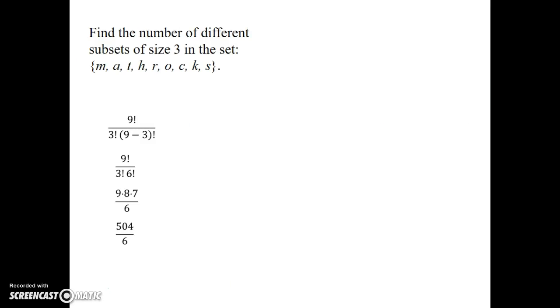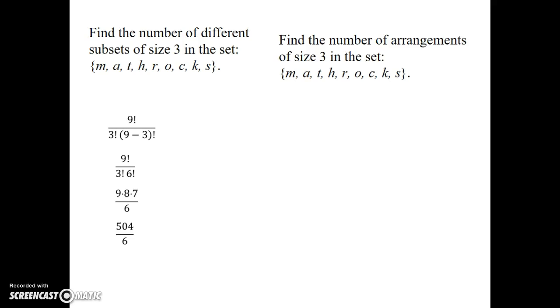Alright, so find the number of different subsets of size 3 in the set given here with these letters. So that is a combination. And so N is 9. There are 9 letters. The subsets size is 3. So we plug that in, and there are 84 different subsets for a combination.